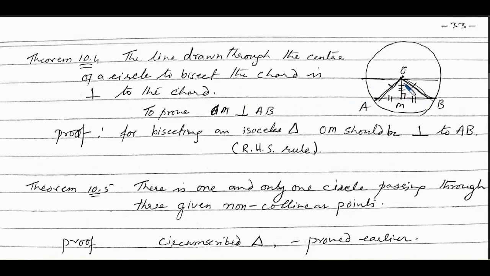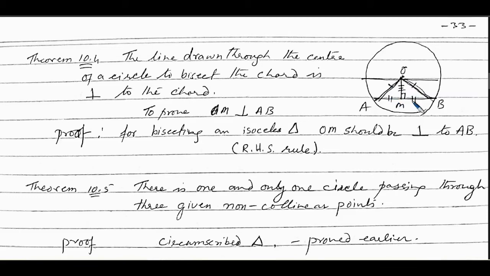So earlier, if it is perpendicular, then this is bisected. Now if these two are equal, then this has to be perpendicular. OM is perpendicular to AB. So again you can prove that triangle AOM is congruent to triangle BOM, because this side and this side are the same, it is bisecting, so this is also the same, and this is a common side.